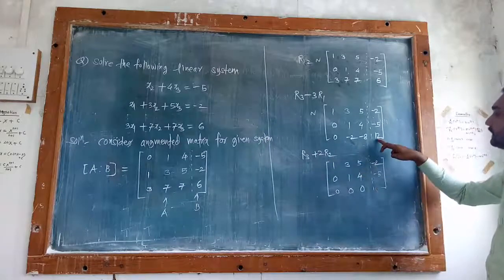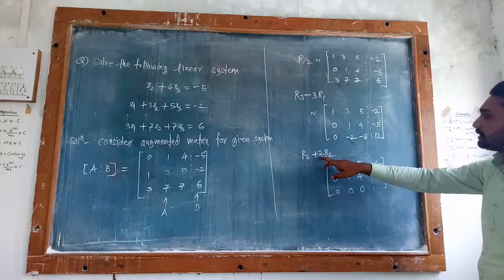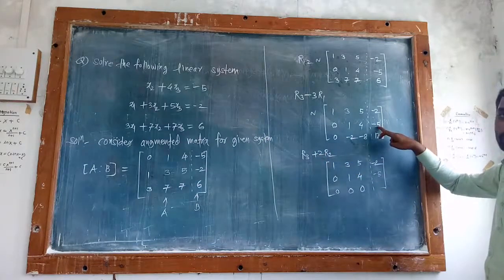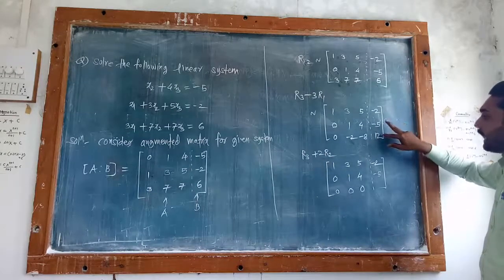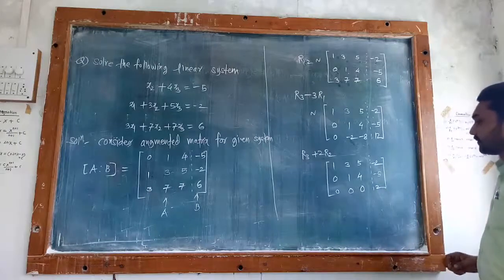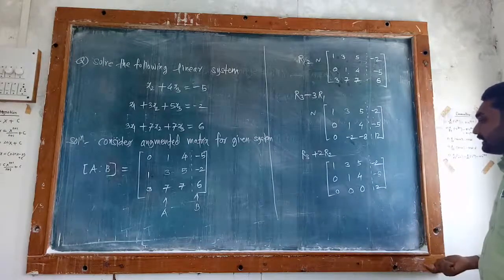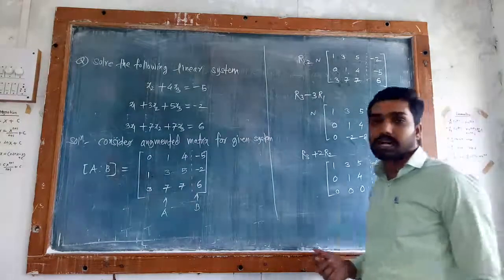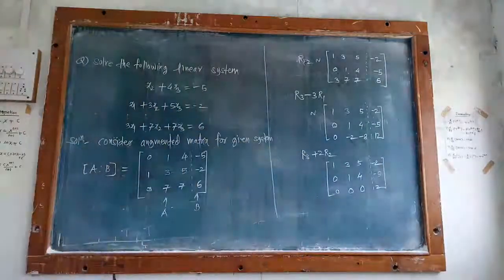What is the last one? This is 12, right? 12 plus 2 into minus 5. 2 into minus 5 is minus 10, and 12 minus 10 will become plus 2, right? So this is your augmented matrix, right? Now from that augmented matrix, what is your next step?